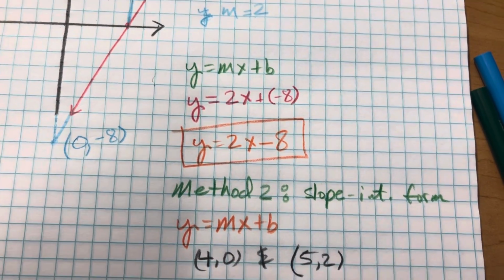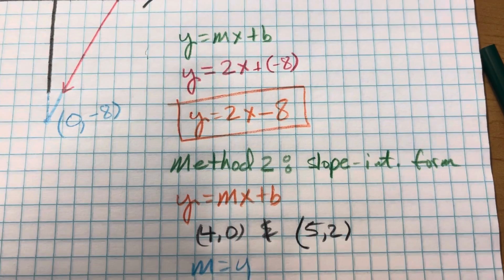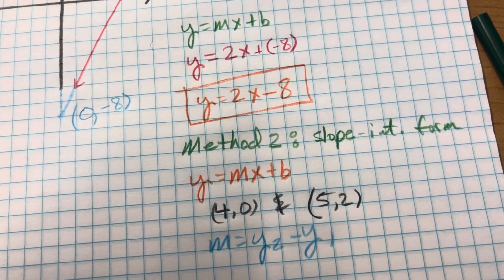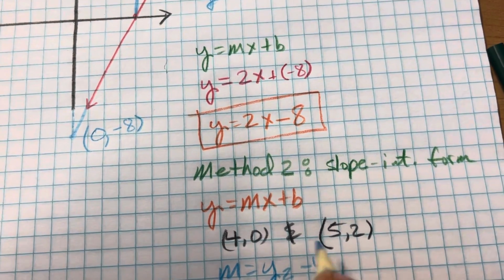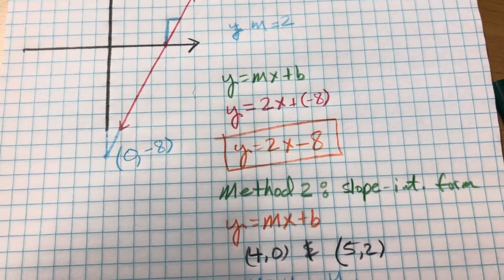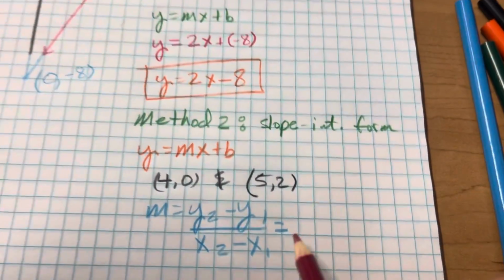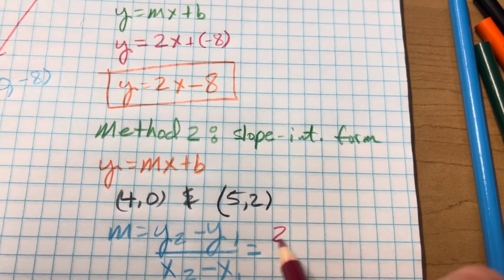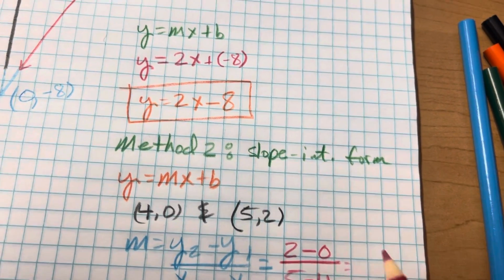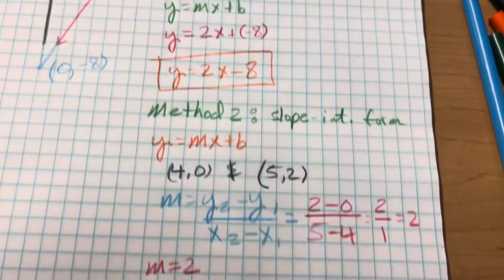So now, m equals y2 minus y1 over x2 minus x1. Let's just substitute, and we have 2 minus 0 on top, and 5 minus 4 on the bottom. That gives us 2 over 1, which is equal to 2, and once again we have m equals 2.